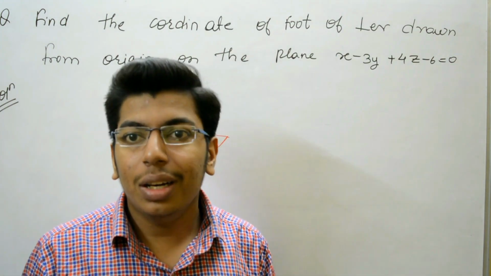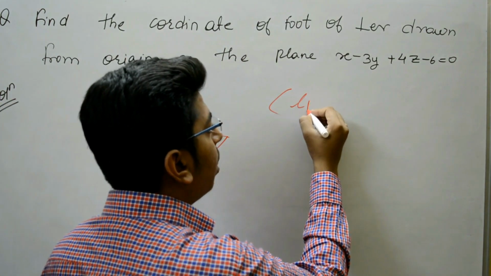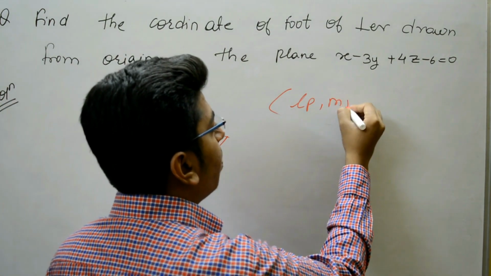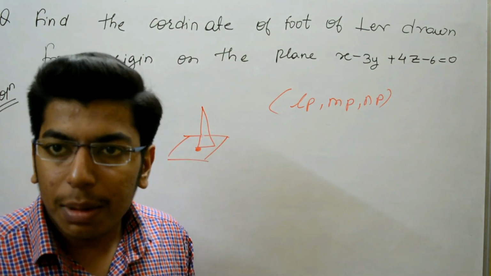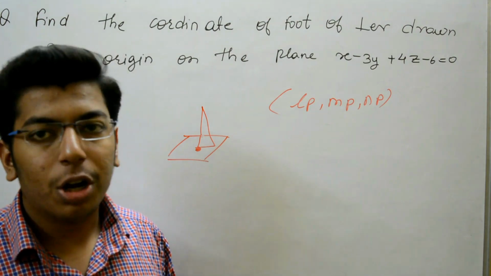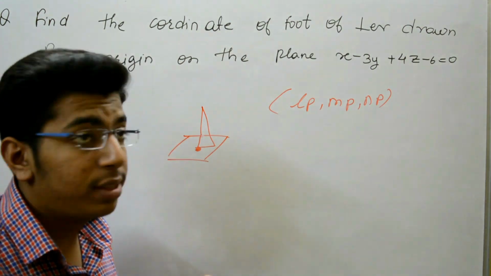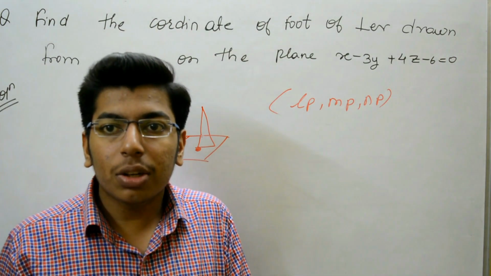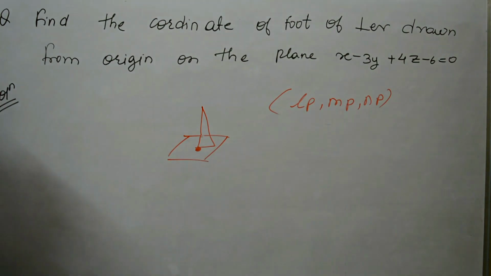According to our third remark, which I have already discussed, the coordinates of the foot of the perpendicular are lp, mp, np. So tell me what l, m and n are. Yes, sure, they are the direction cosines. And what is p? p is the perpendicular distance.